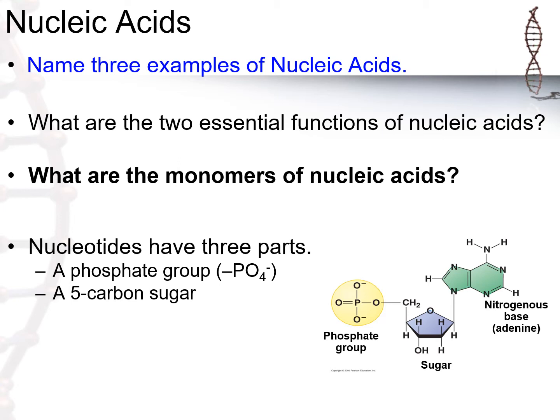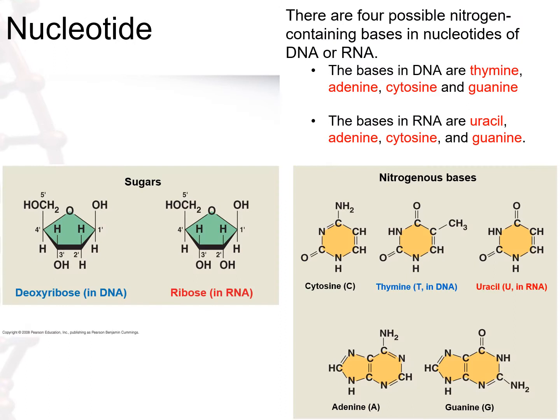And then the last part is called a nitrogen-containing base. It's green in this picture. You can see that it has a lot of nitrogens, so that's why they call it a nitrogen-containing base. In a nucleotide, there are four possible different nitrogen-containing bases. The bases in the DNA molecules are thymine, adenine, cytosine, and guanine.